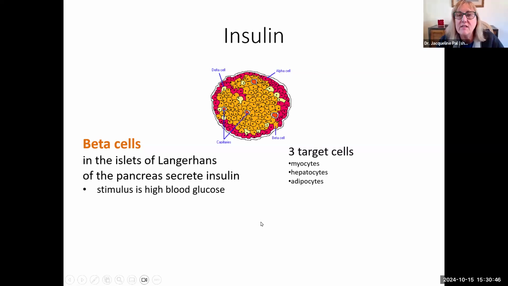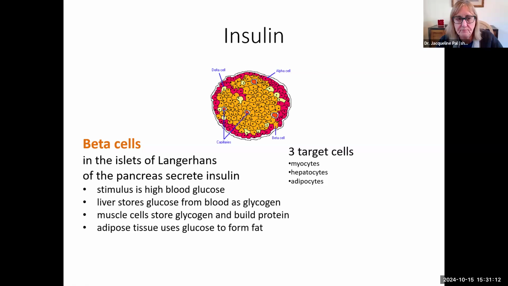And there are 3 target cells for insulin. Myocytes, remember what those are? Yeah, your muscle cells. Hepatocytes, these are liver cells. And adipocytes, your fat cells. So when insulin gets secreted, cells in your liver, your muscle, and your adipose tissue have receptors for them.